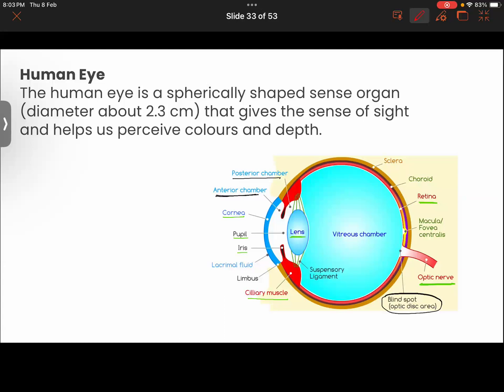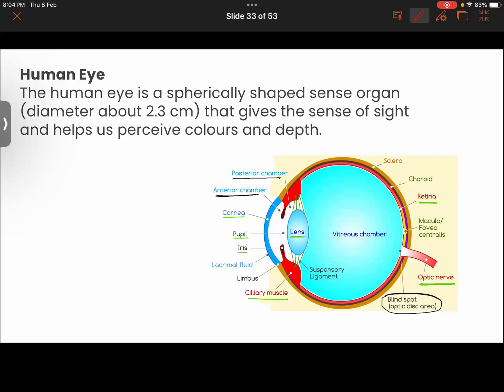So when the light enters the eye through the cornea, it goes through the pupil and enters the crystalline lens. The crystalline lens converges the light onto the retina. And in the retina, there are millions of rods and cone cells.